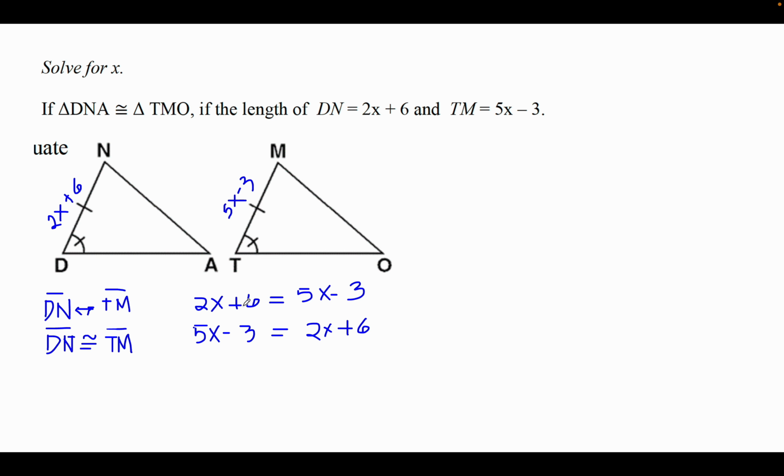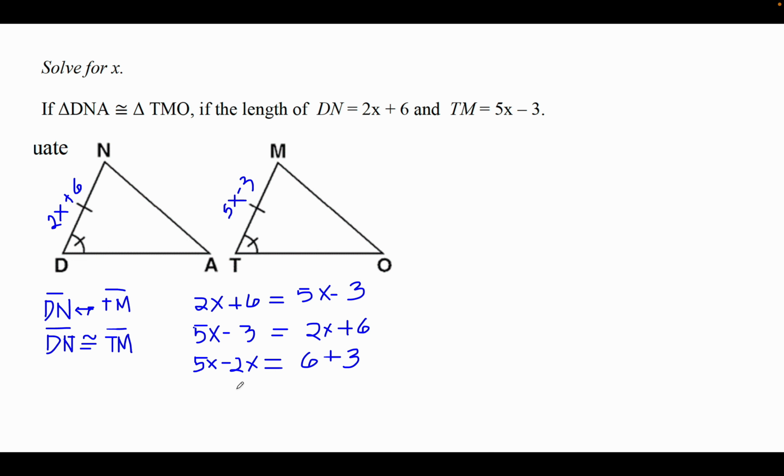Kasi kapag tinranspose natin yung 5x dito, 2x minus 5x magiging negative. Well, that's still correct. Pero some of you might find it confusing, most especially dealing with negative numbers. So we have here 5x, transpose 2x to the left. So we have negative 2x equals 6. So transpose 3 to the right.